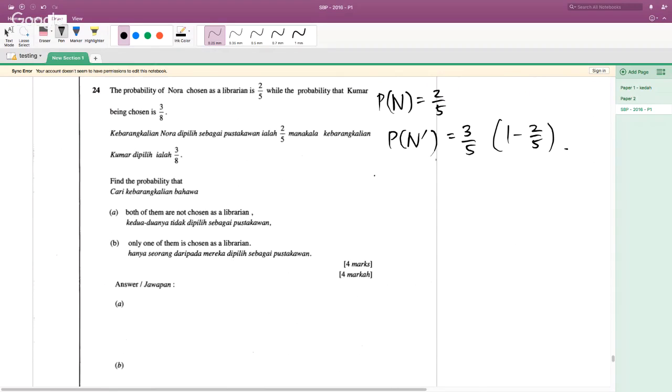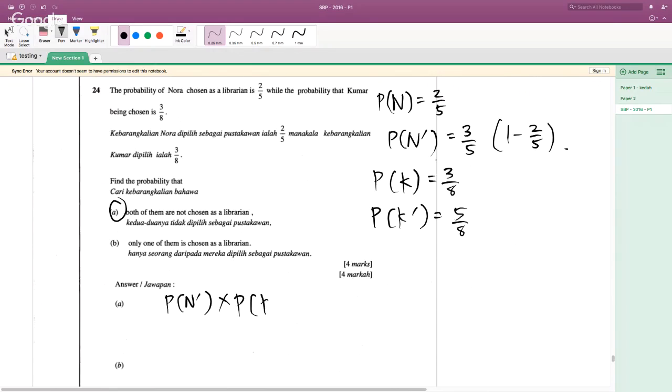Same thing for Kumar. If Kumar is being chosen, the probability is 3/8. If Kumar is not being chosen, it's just 1 minus 3/8, you get 5/8. All right, so now for A, both of them are not chosen. So it's very easy. Nora is not chosen, multiply with Kumar is not chosen, which is 3/5 multiply with 5/8. So you'll get 3/8. Very easy.